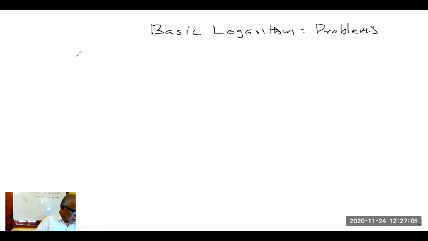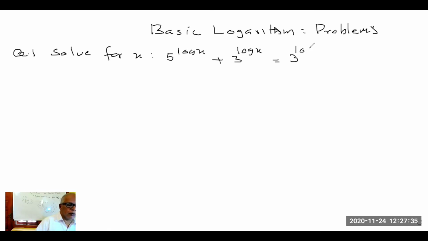The question is, solve for x. Question number 1. Solve for x: 5 raised to log x plus 3 raised to log x is equal to 3 raised to log x plus 1 minus 5 raised to log x minus 1.